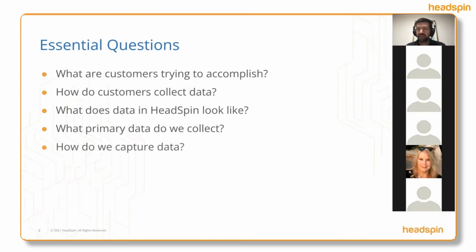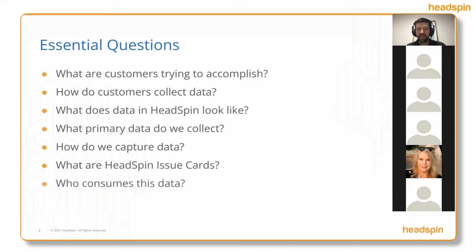How does capture even work? How do we capture this data? What are HeadSpin issue cards, and what's the significance of issue cards and impact time? Who consumes this data in our customers? And what are some examples of customer use cases? So that's a lot of questions, but hopefully at the end of this, we'll have at least a beginning to answering each of these questions, and everyone will feel comfortable in this space.